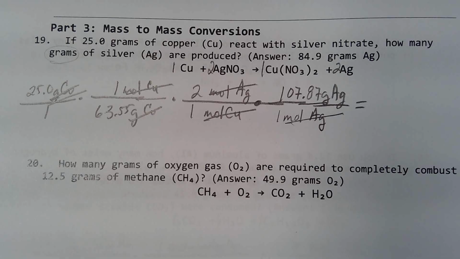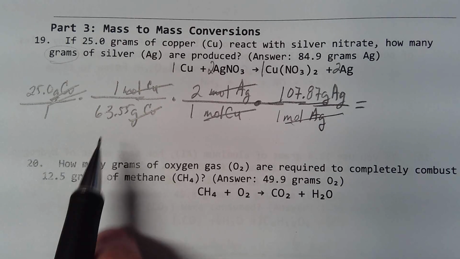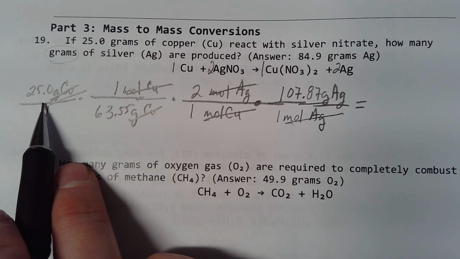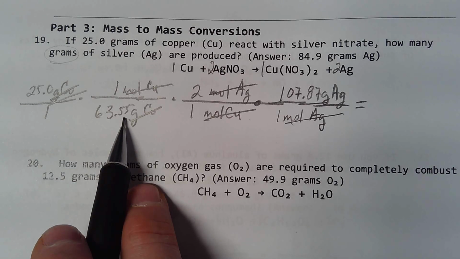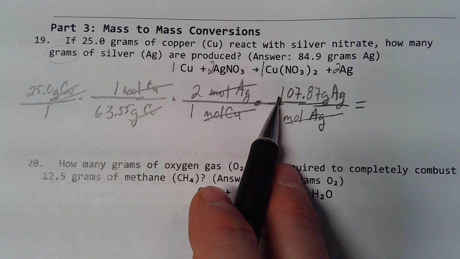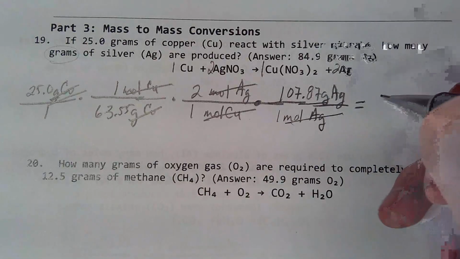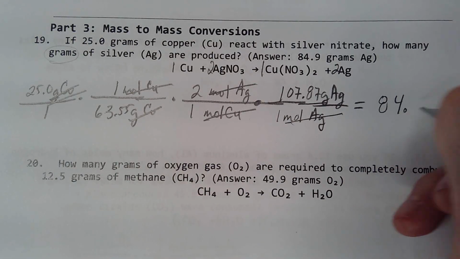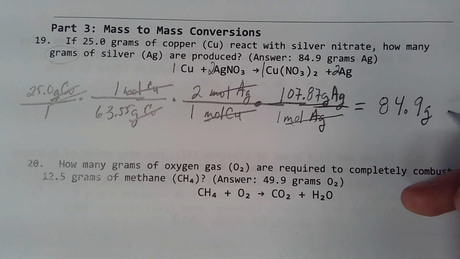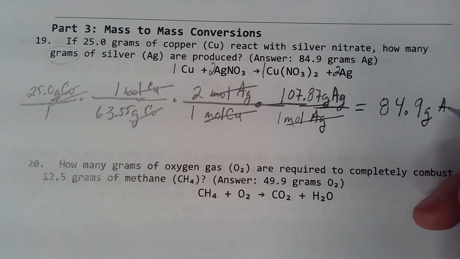Other than calculating the molar mass, I haven't needed to use a periodic table yet, but at this time we're going to need to use a calculator to multiply this out, unless you're able to do some of this in your head. I am not. So you would take 25 divided by 63.55 times 2 times 107.87, and with any luck, you get an answer of 84.9 grams of silver.